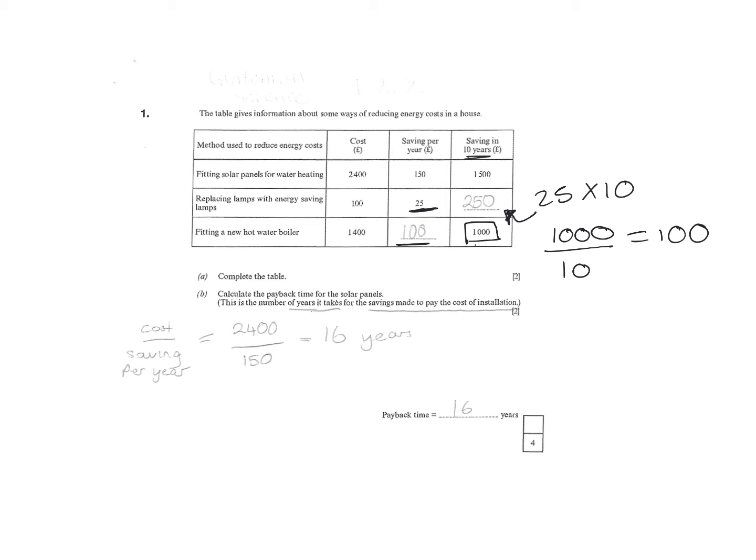It says calculate the payback time for solar panels. Okay. So solar panels cost 2,400 to fit. You save £150 each year. So it's going to take you 16 years to pay back that £2,400.